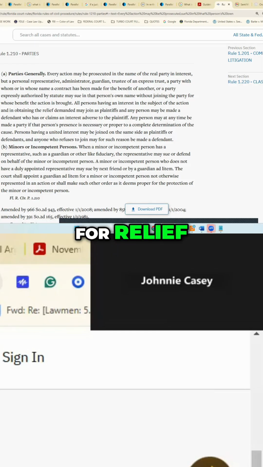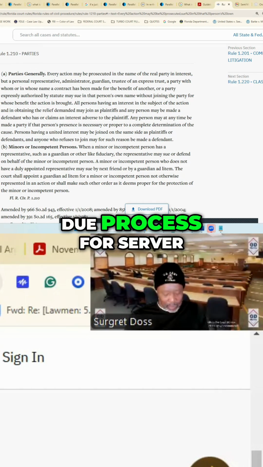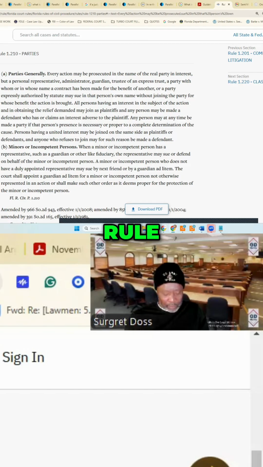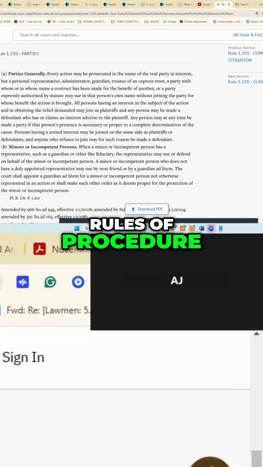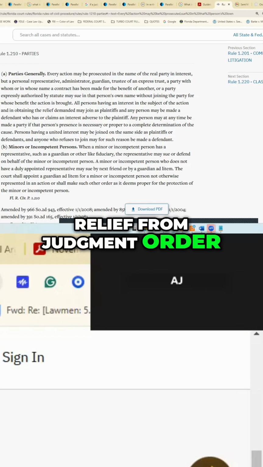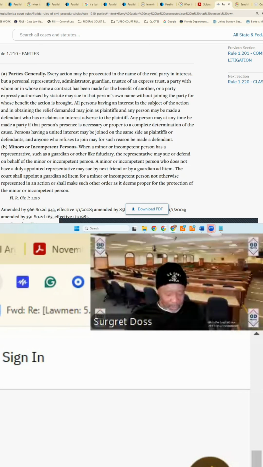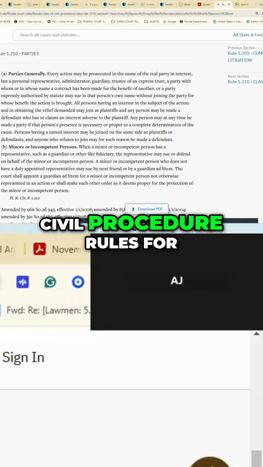What was your grounds for relief? What made you feel like you could set it aside? Due process for service of process. Look at the rule. In Alabama, rules of civil procedure, relief from judgment orders, rule number 60. You looking at the federal rule? I was looking at my state rules, civil procedure rules for my state.